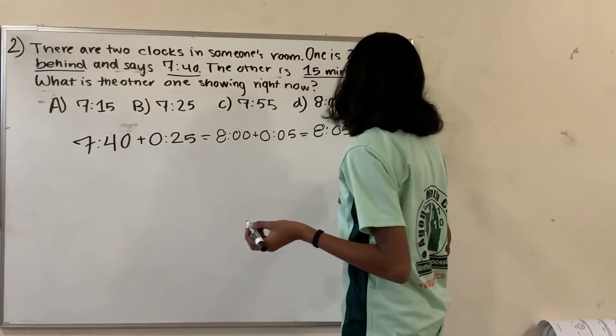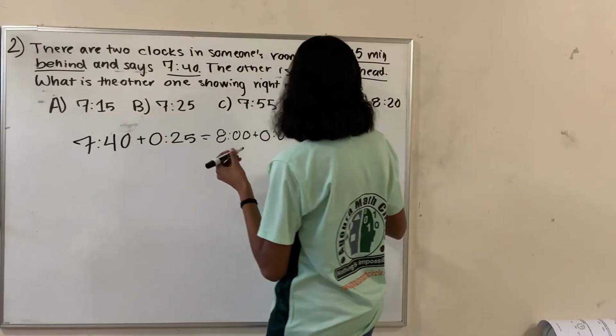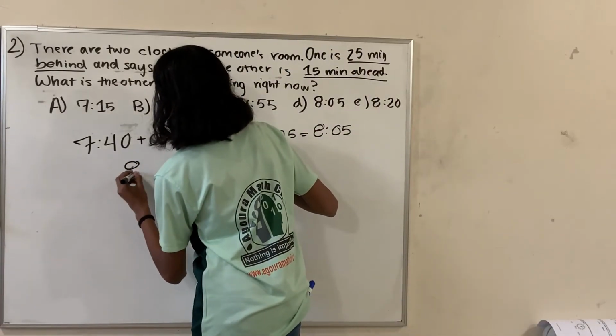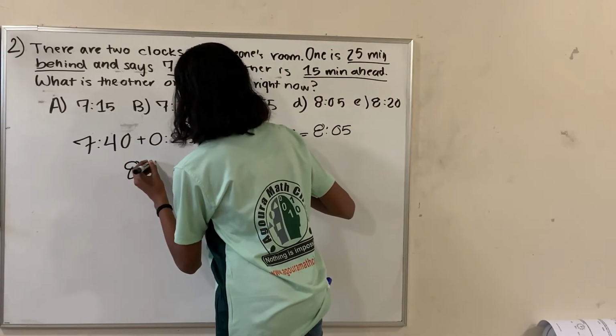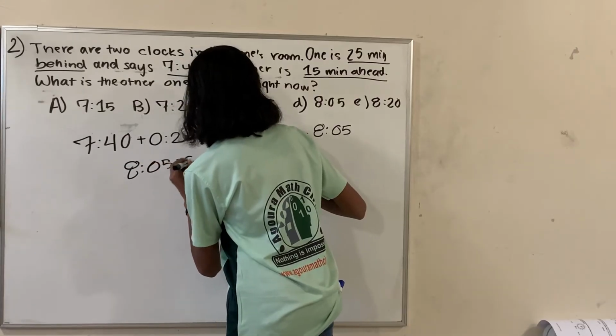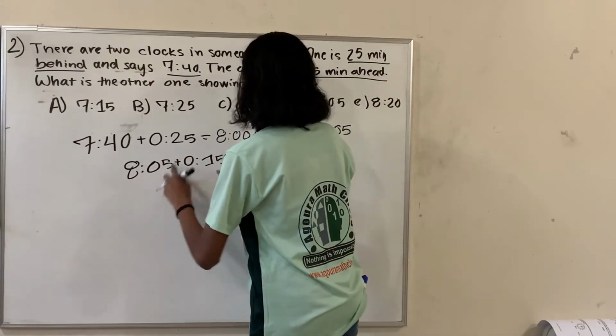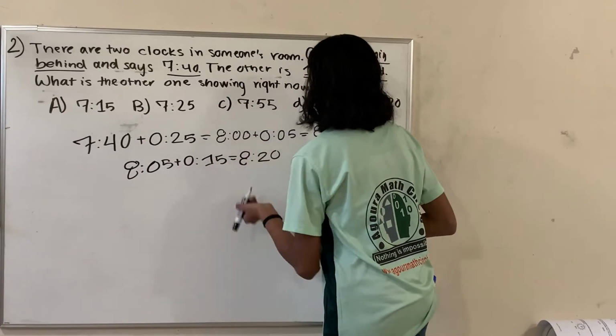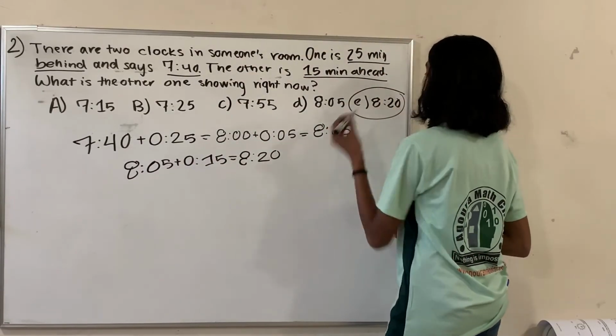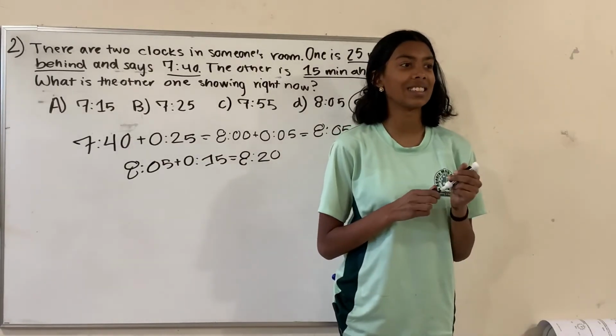So the other one is 15 minutes ahead, meaning we want to add 15 minutes on top of that. 8:05 plus 15 minutes gives you 8:20. Therefore, our answer is E, 8:20.